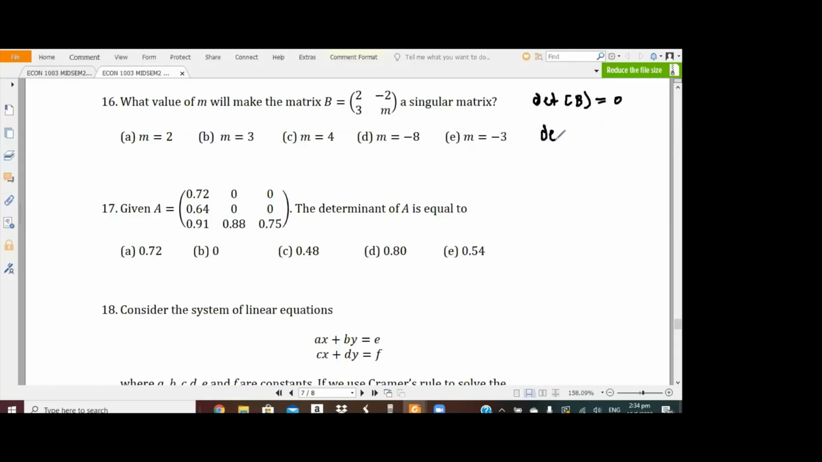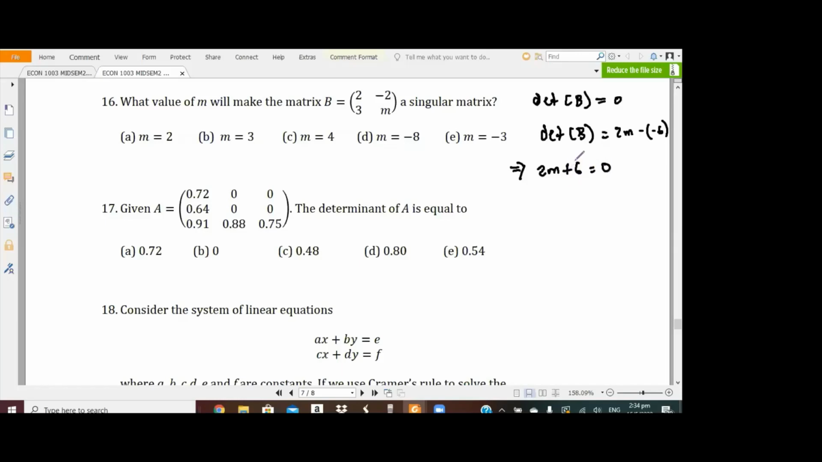But we also know that the determinant of B is going to be the product of the leading diagonal, which gives me 2m, minus the product of the non-leading diagonal, so 3 times negative 2 will give me negative 6 there. So this implies that 2m, now when I have a minus minus here, that gives me a plus, so 2m plus 6 is equal to 0. What I'm going to do now is solve for m.